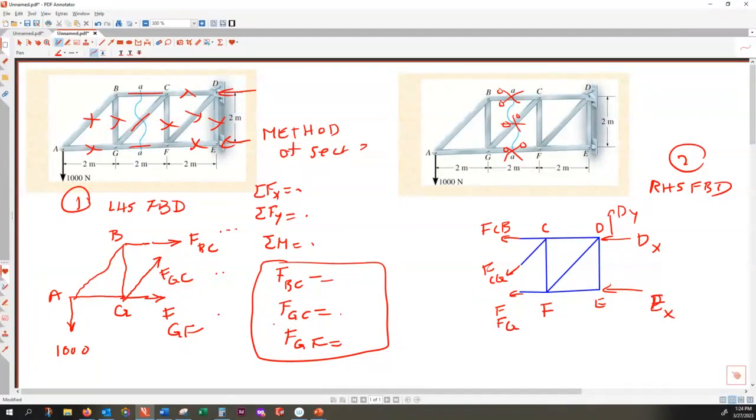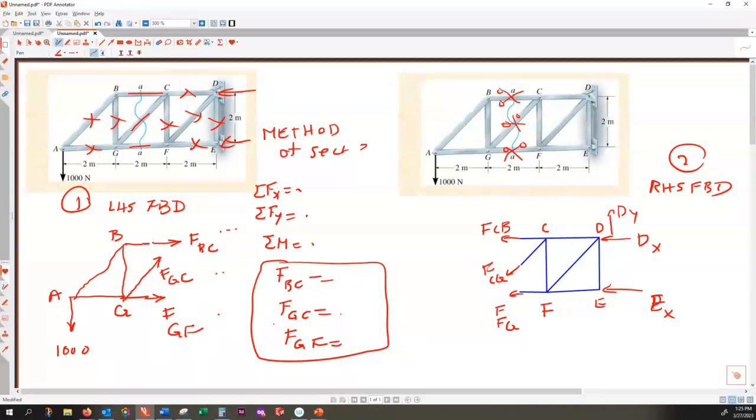The only thing which is wrong is you are doing some unwanted work. You are spending some time which no one is interested in. It could be the case that your boss, in one instance, asks you, can you tell me what the reactions are? Can you tell me what the CD is? But in this hypothetical situation, if your boss is only interested in FBC, FGC, FGF, the shortcut to answer that question is by solving the left-hand side free body diagram.